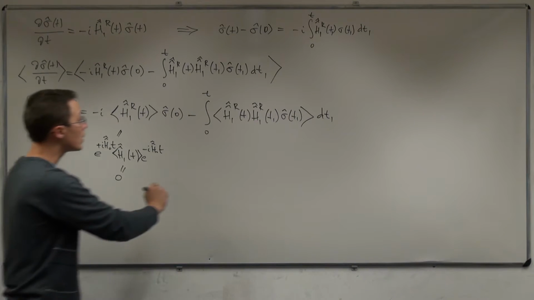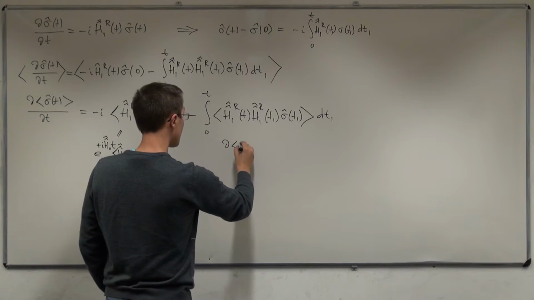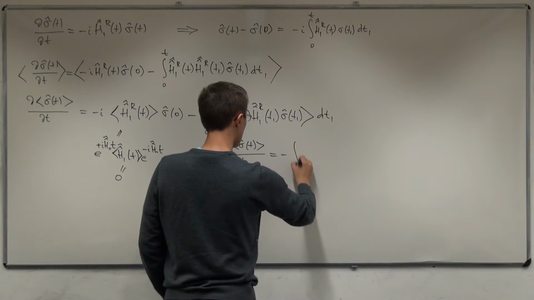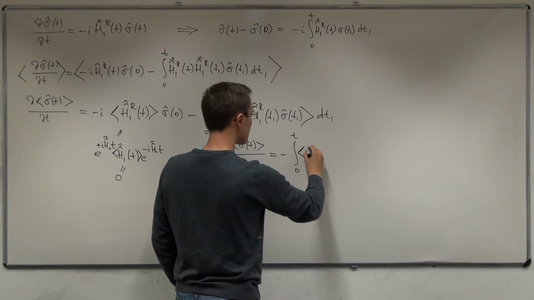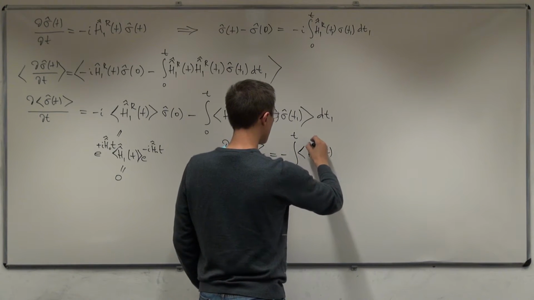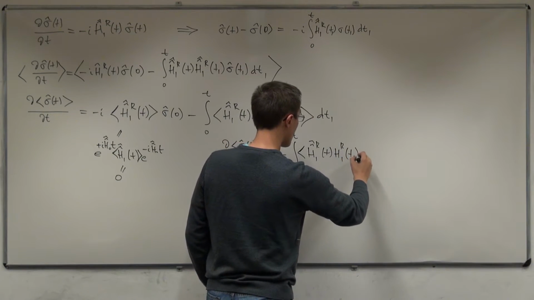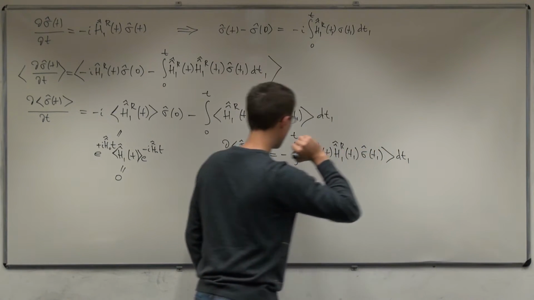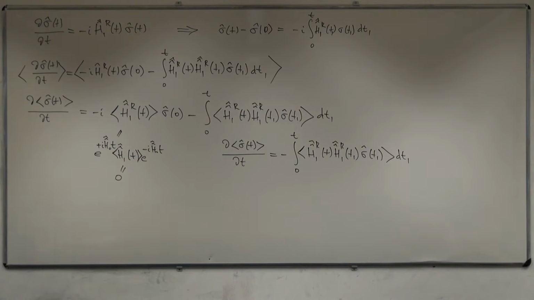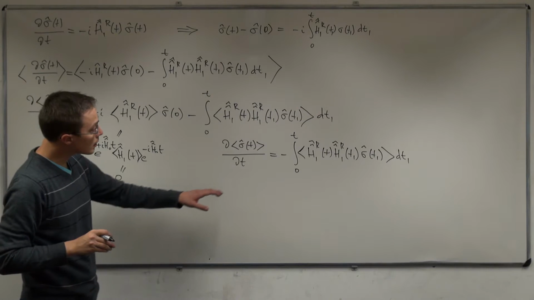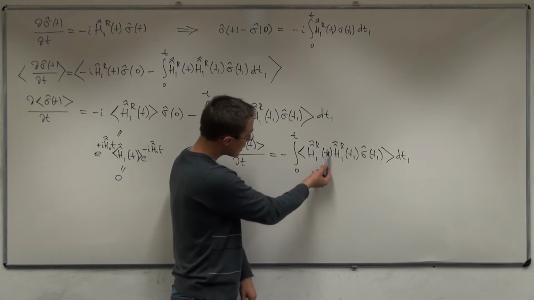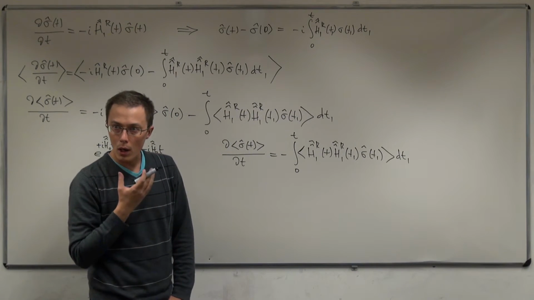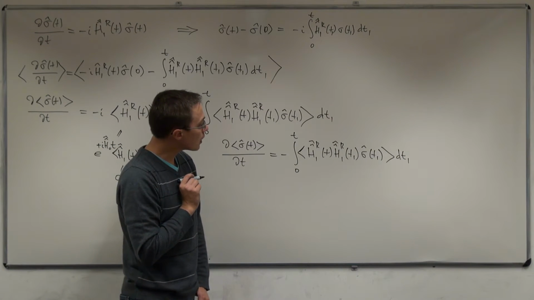So we are left with a slightly simpler equation, d sigma of t by dt is minus integral from 0 to t, ensemble average H1R of t, H1R of t1, sigma of t1, dt1. Right. The next thing we need to do here is to try and hack apart this time-dependent rotating frame Hamiltonian in a way that would be perhaps slightly more amenable to treatment. What I will do here is the following thing.